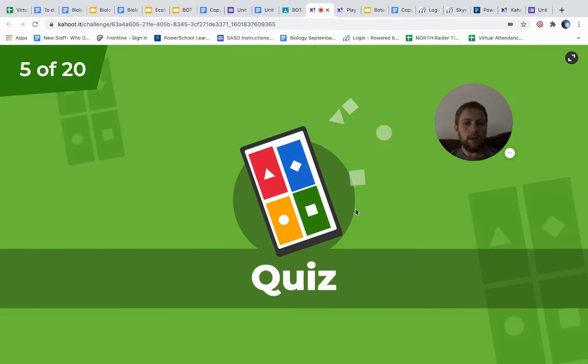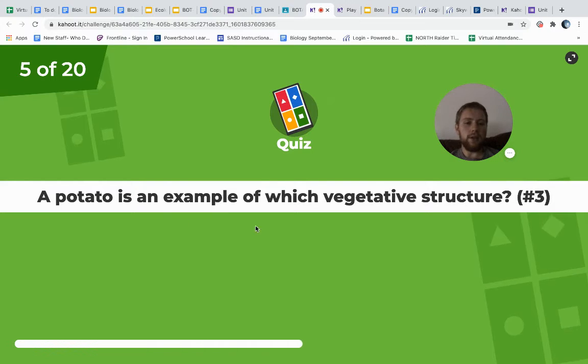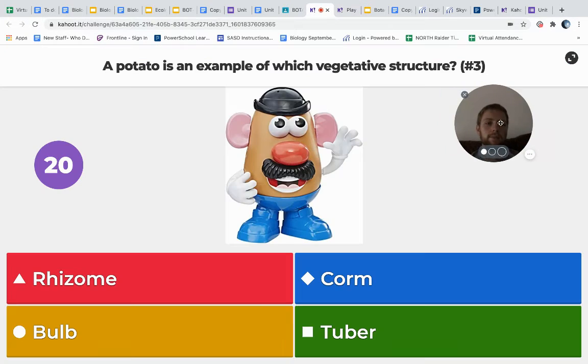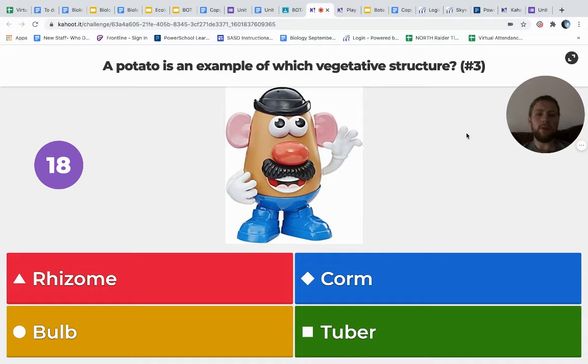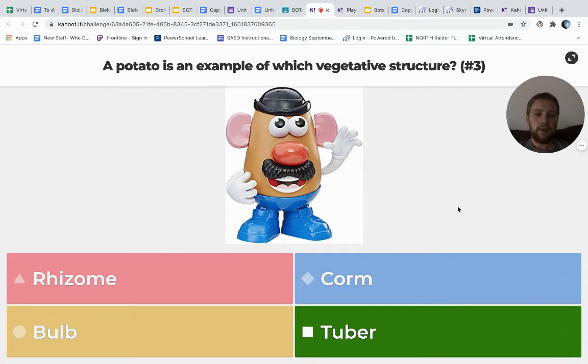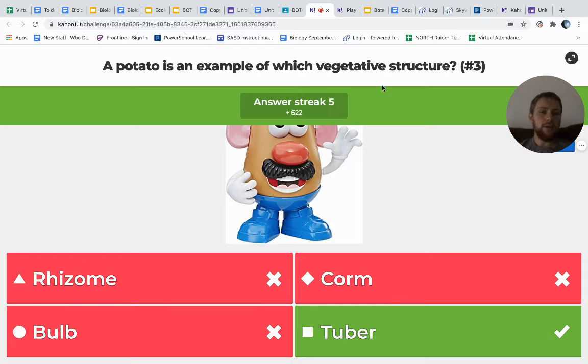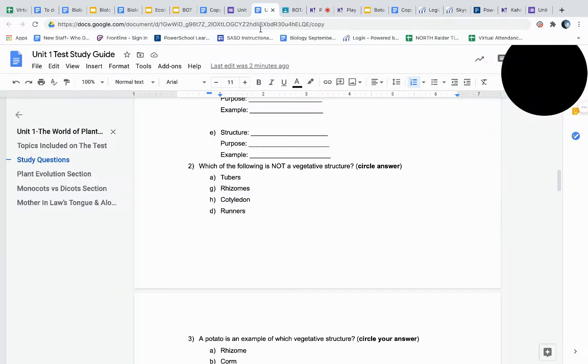All right, I'm unopposed. You're going to notice you'll see other students' scores who did this self-guided one, so that you can track how you're doing as compared to other virtual students. A potato is an example of which vegetative structure? Mr. Potato Head. All right, number 3 on your study guide it will be, and it is going to be a tuber. So that one you can recall from your notes.